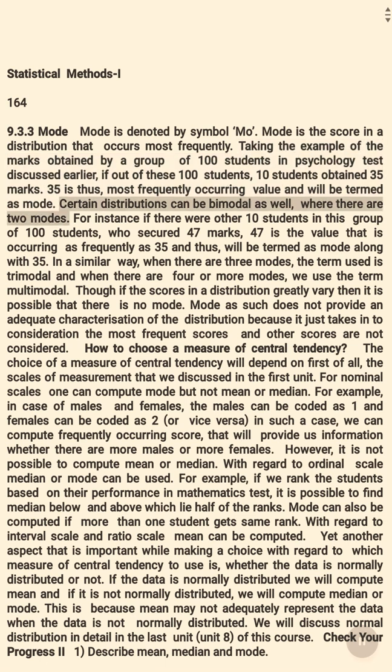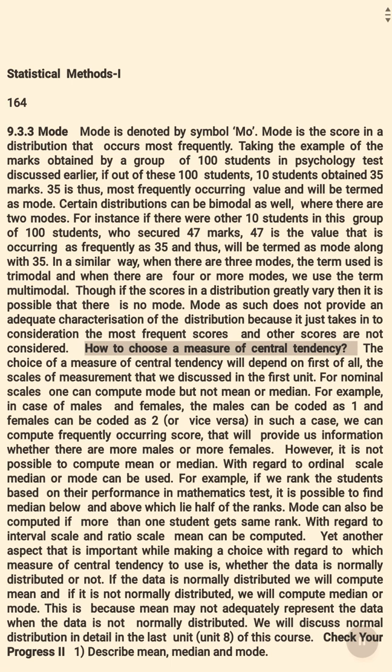Certain distributions can be bimodal as well, where there are two modes. For instance, if there were another 10 students in this group of 100 students who secured 47 marks, 47 is the value that is occurring as frequently as 35 and thus will be termed as mode along with 35. In a similar way, when there are three modes, the term used is trimodal, and when there are four or more modes, we use the term multimodal. Though if the scores in a distribution greatly vary, then it is possible that there is no mode. Mode as such does not provide an adequate characterization of the distribution because it just takes into consideration the most frequent scores and other scores are not considered.